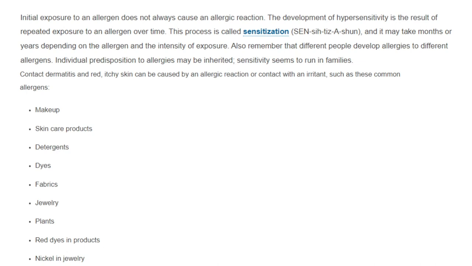Contact dermatitis and red, itchy skin can be caused by an allergic reaction or contact with an irritant, such as these common allergens: makeup, skincare products, detergents, dyes, fabrics, jewelry, plants, red dyes in products, nickel in jewelry.